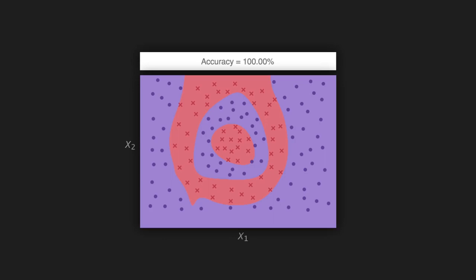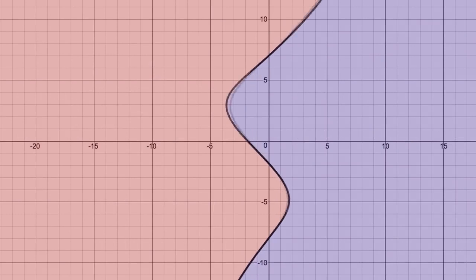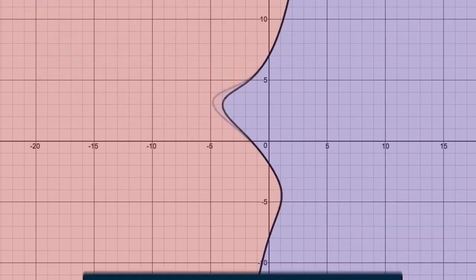So I hope this video has given you, firstly, an understanding of the structure of a neural network, with its input, hidden, and output layers, along with all the weights, biases, and the activation function. And secondly, a general way of thinking about what the network is learning for classification problems in terms of this decision boundary.